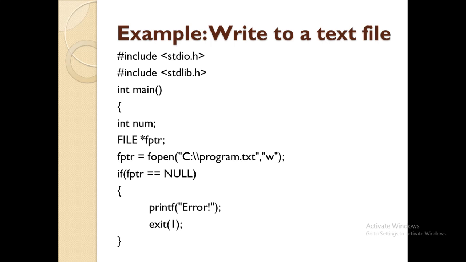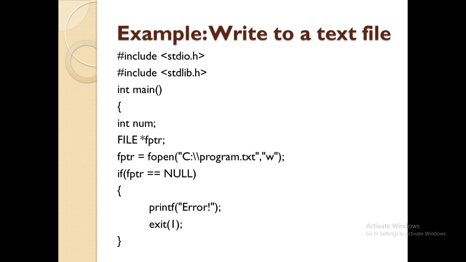First of all, the required header files have been included. Then inside the main function, a num variable of integer type has been created. Then a file pointer, that is fptr, has been created of file type. Then using the fopen function, the program.txt file has been opened in w mode. And then we are checking fptr, that means whether fptr is pointing to some valid file or not.